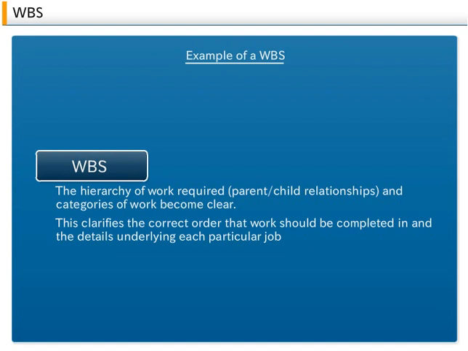When a WBS is drawn, the hierarchy of work required, parent-child relationships, and categories of work become clear. This clarifies the correct order that work should be completed in and the details underlying each particular job. Furthermore, by denoting the function of each required work item, the relationship between the implementation of each individual job and the goal can also easily be recognized.